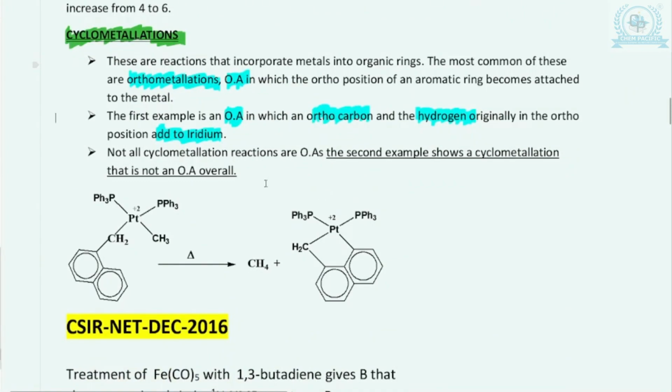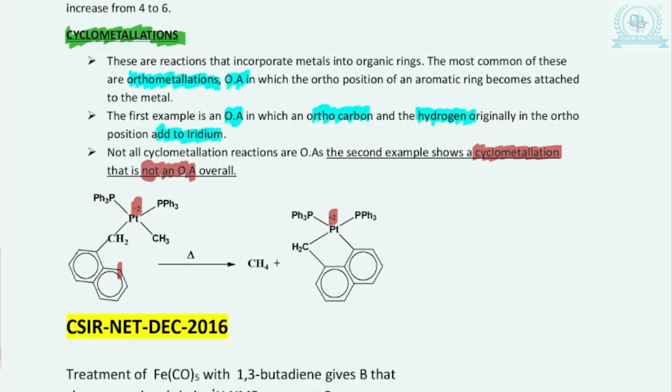cyclometallation is happening, but very important, even though cyclometallation is happening there, this is not at all an example of oxidative addition. This is not an oxidative addition because the oxidation state of platinum is remaining the same. Okay, so always keep it in your mind that not all orthometallation will necessarily undergo oxidative addition. Some might also take place, and in this case there is an absence of hydrogen at the ortho position.